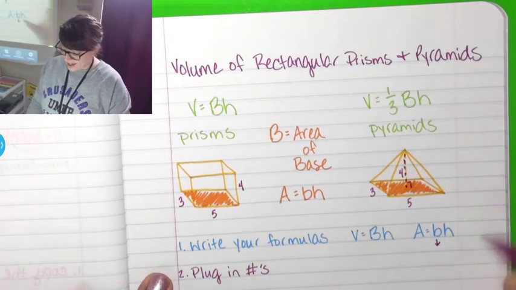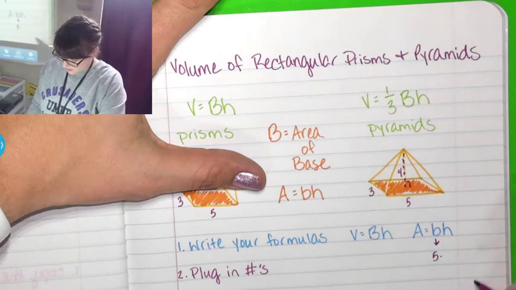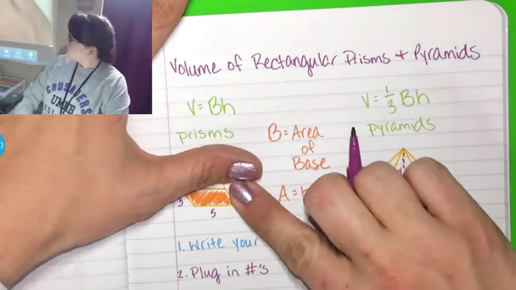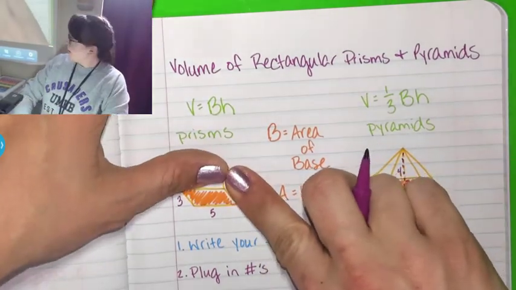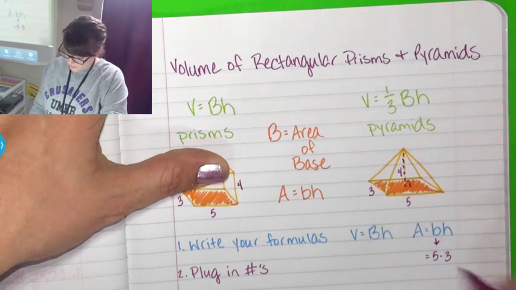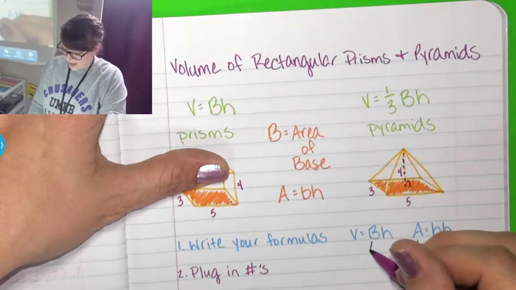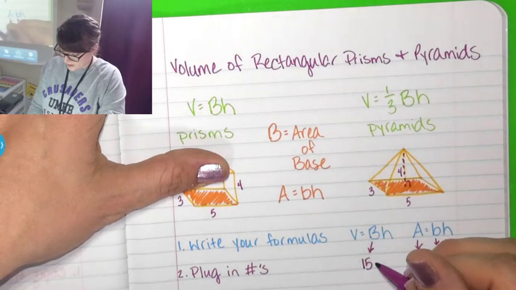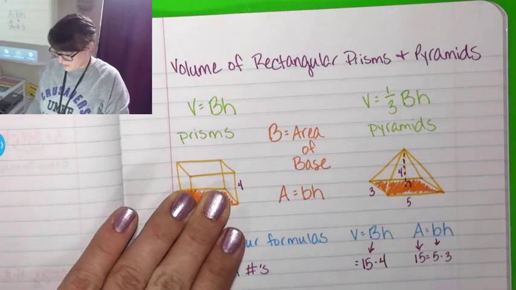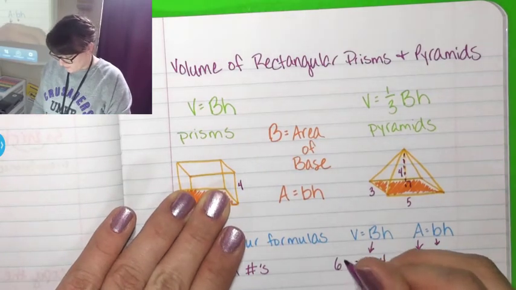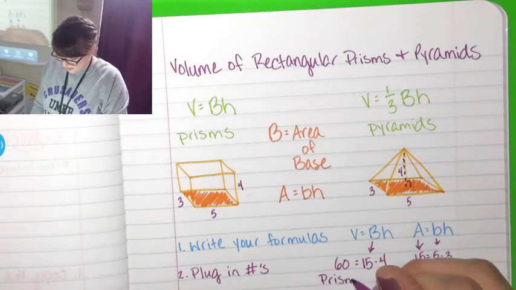So base of my rectangle is how much? 5. And height of the rectangle? 3. This is where it gets a little confusing, because the rectangle is 5 times 3, which is 15. So area of the base is 15, which is capital B is now 15. How tall is the prism? 4. And 15 times 4 is 60. So volume of the rectangular prism is 60.